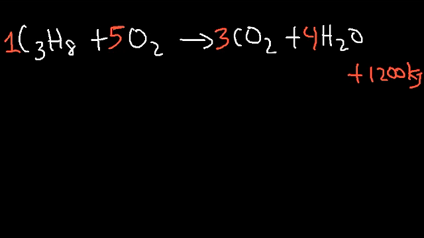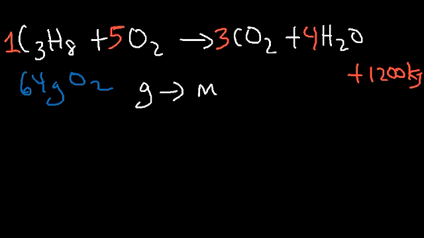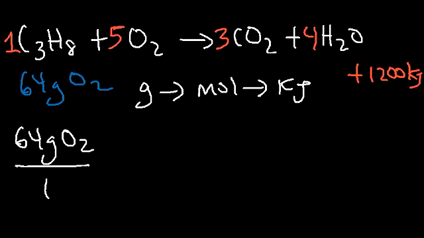So how many kilojoules of heat energy will be released if 64 grams of oxygen reacts? How would you answer that question? How would you find the answer? So just like before, we're going to convert grams into moles and then moles into kilojoules. So let's start with 64 grams of oxygen. Let's convert it to moles.